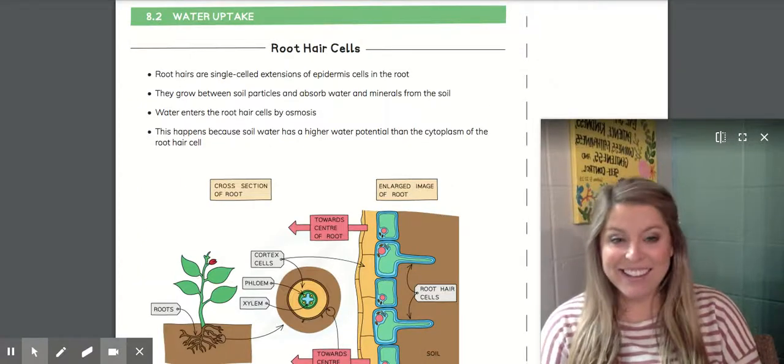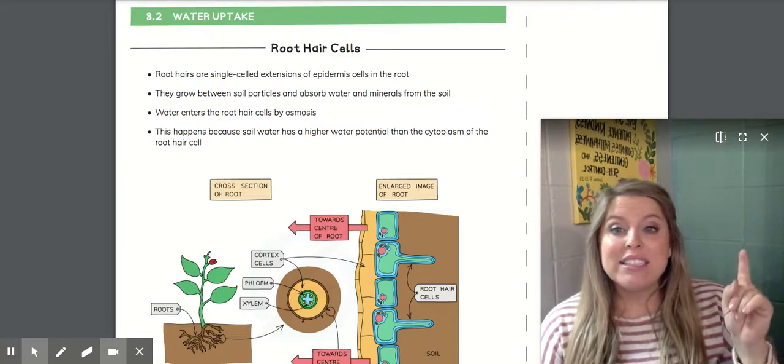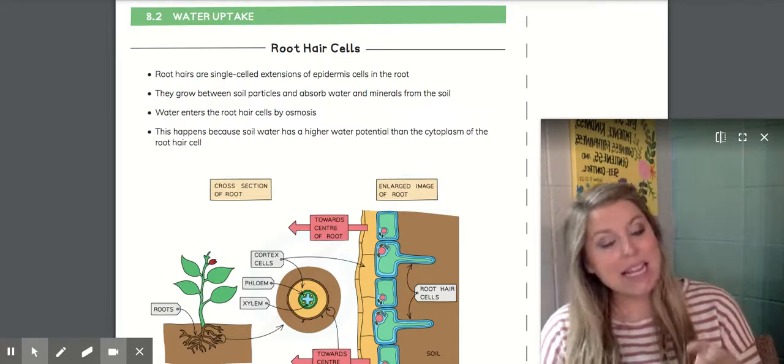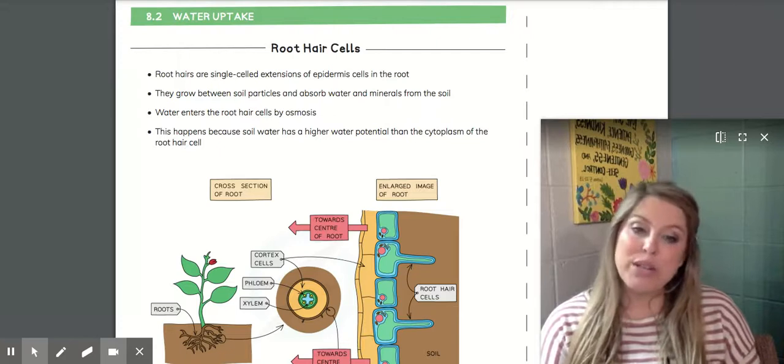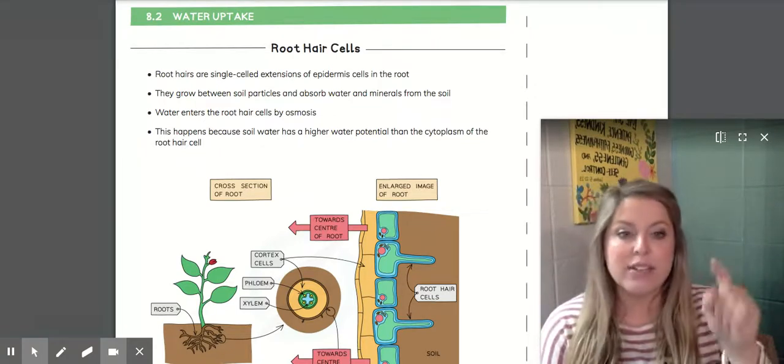Hey again. Okay, we're jumping right back into it. We're going to cover section 8.2, water uptake, and section 8.3, transpiration, because they kind of go hand in hand, and you'll see why here in just a second. So let's get to it.